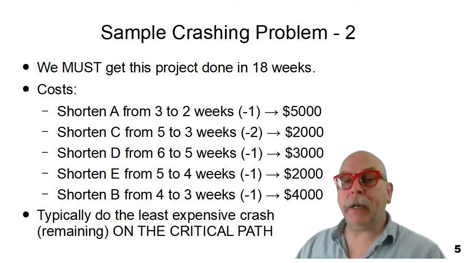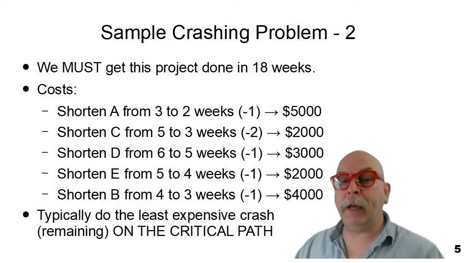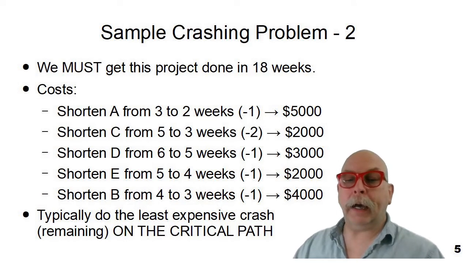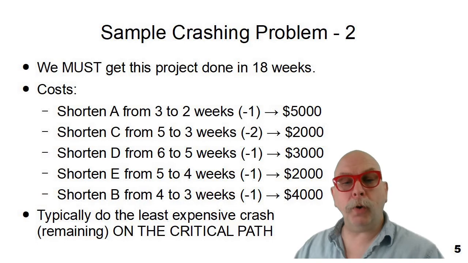You can see here as an example, it's going to take $5,000 worth of extra expense to shorten A from 3 to 2 weeks. B, it's going to take $4,000 to shorten it a week. C, it's going to take $2,000 to shorten it 2 weeks. That's an interesting idea. D would take $3,000 for a week. E would take $2,000 for a week.